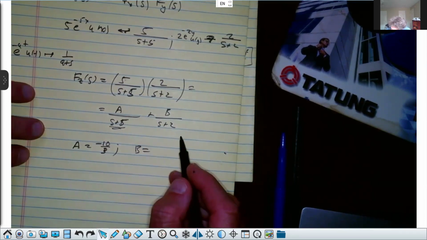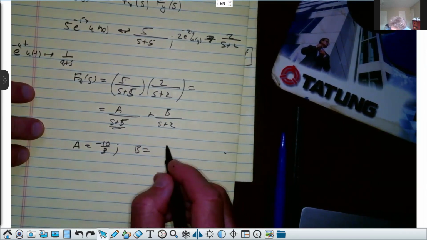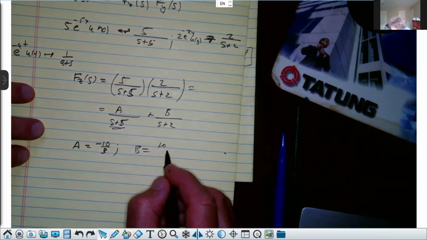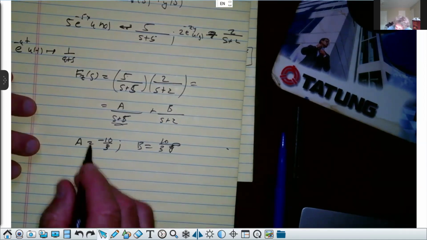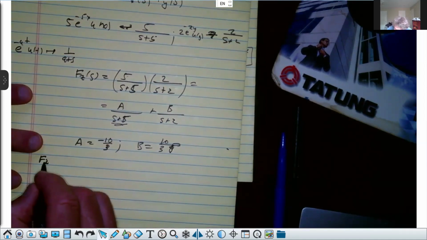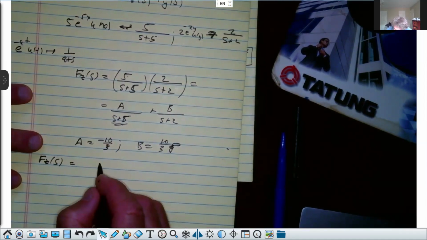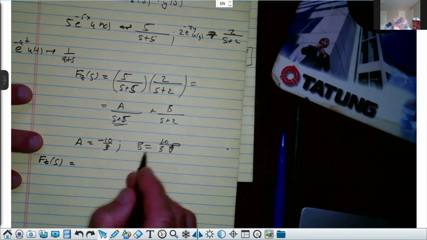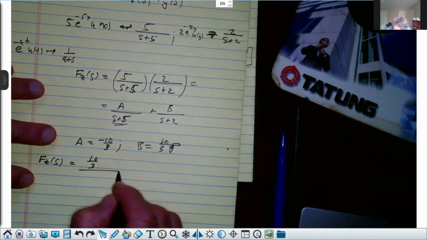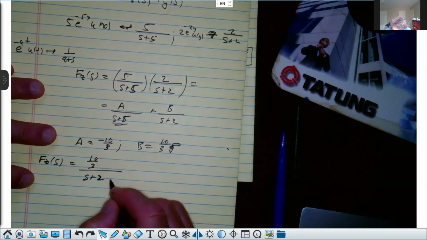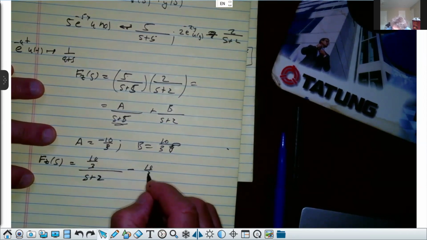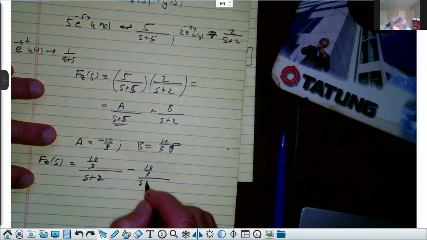And B has to be the same magnitude, opposite sign, because these are two simple pole functions multiplied. And this will be 10 thirds, and that means my F(s) is equal to, and I'll put the B first, 10 over 3 over s plus 2, and that's going to be minus 10 over 3 over s plus 5.